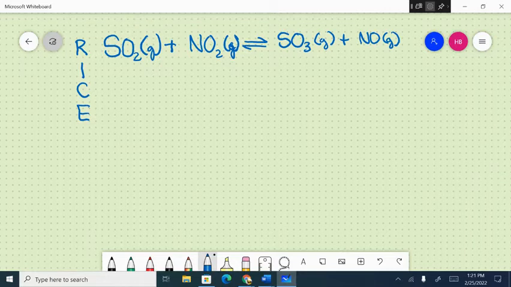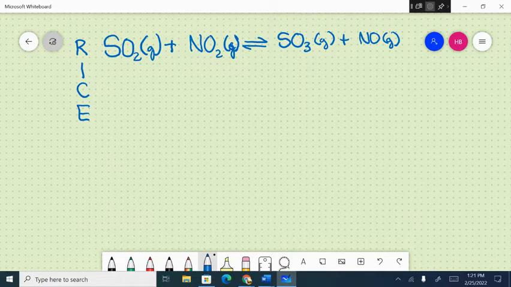So my problem states, a 1 liter flask was filled with 2 moles of gaseous SO2 and 2 moles of gaseous NO2 and heated. After equilibrium was reached, it was found that 1.30 moles of gaseous nitrogen monoxide was present. Assuming this reaction occurs under these conditions, calculate the value of the equilibrium constant K for this reaction. So let's write that in there.